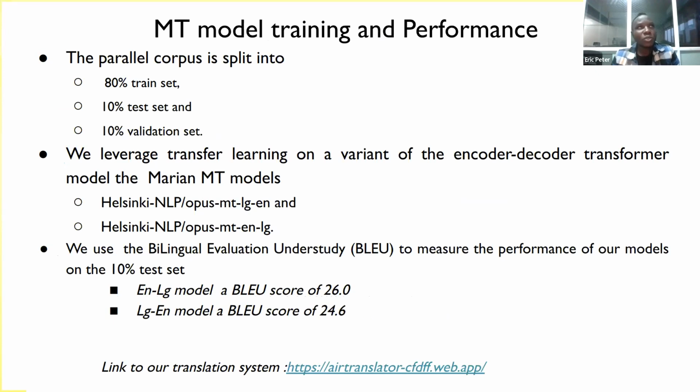To train the models, we leveraged transfer learning on the Marian-MT models, particularly the Helsinki ones, to train a simple model that we can use to evaluate our work. We achieved a BLEU score of 26 for the English to Luganda model and 24.6 for the Luganda to English model. We didn't train a multilingual model with other languages; we put all our attention on only one pair of languages.